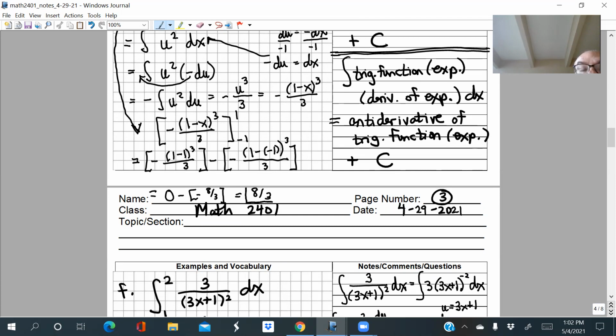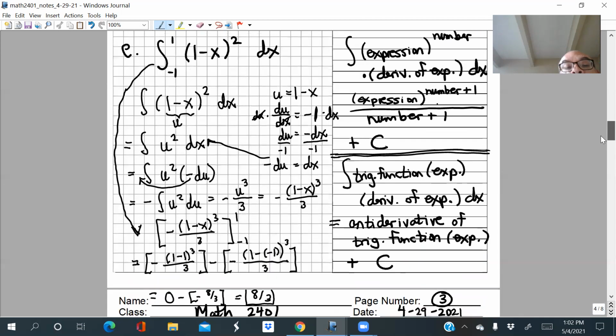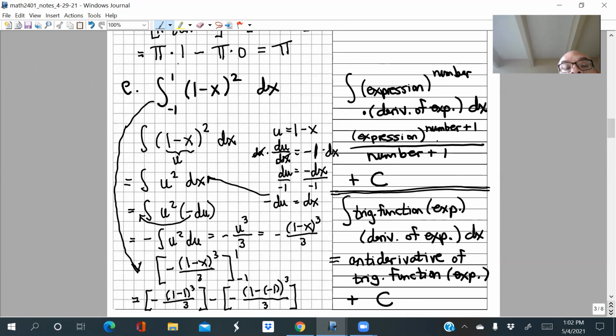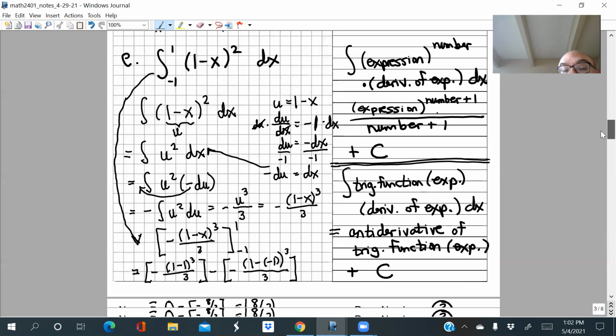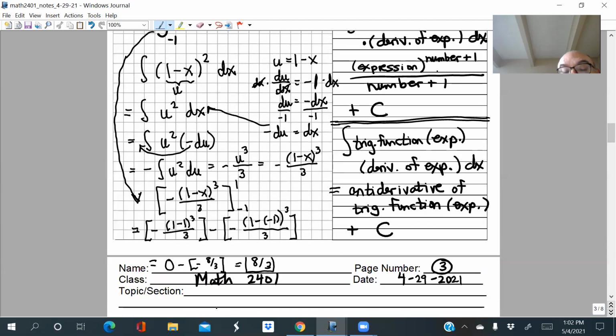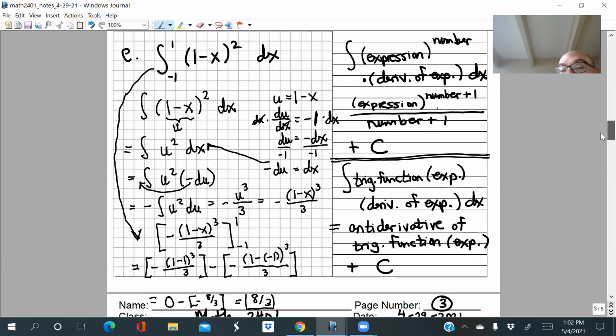So there's our final definite integral. It's 8/3. So apparently, if we graph this curve, 1 minus x squared, from -1 to 1, the area of that region between that curve and the x-axis is going to turn out to be exactly 8/3.